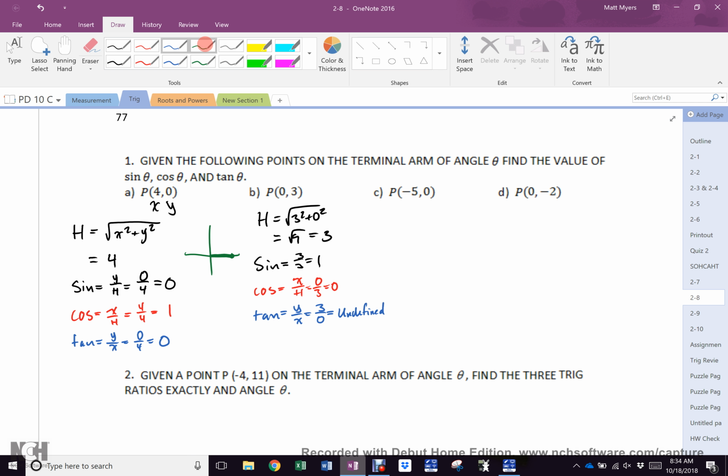Now, let's draw it. Oops, I'm encroaching onto C. I'll draw it down here. Where is 0, 3? Straight up there, yes? Making what angle? 90 degrees. What do we know about 90 from our SOHCAHTOA? Can we do tan of 90? No, we can't. The other two work. Everybody good?